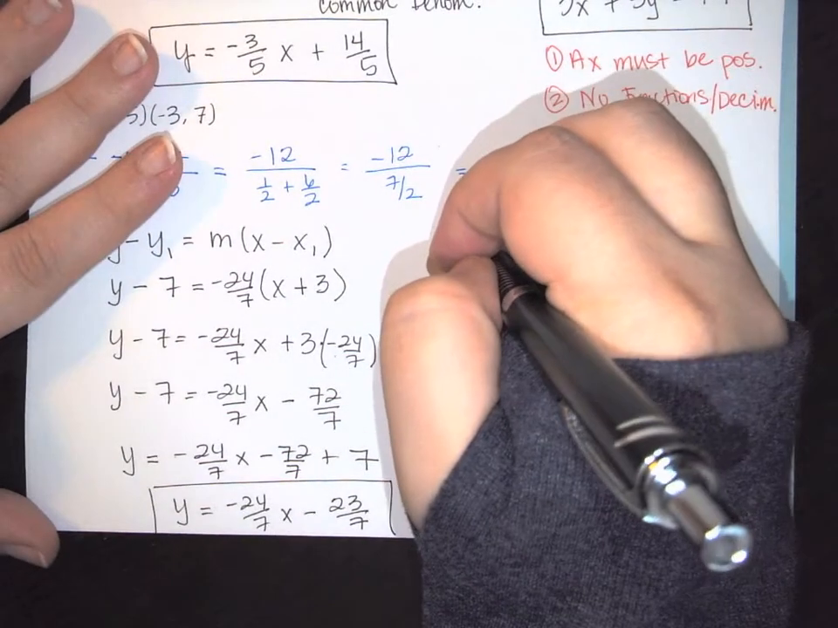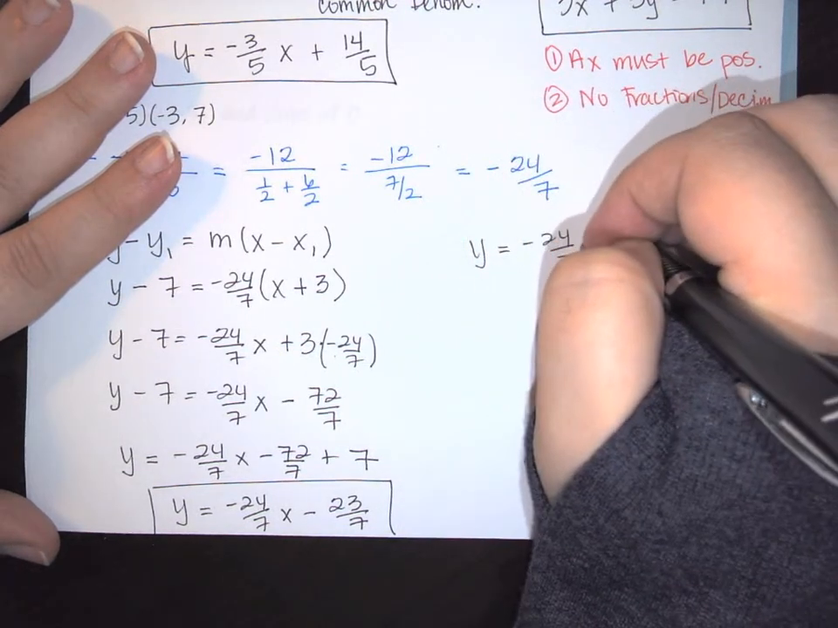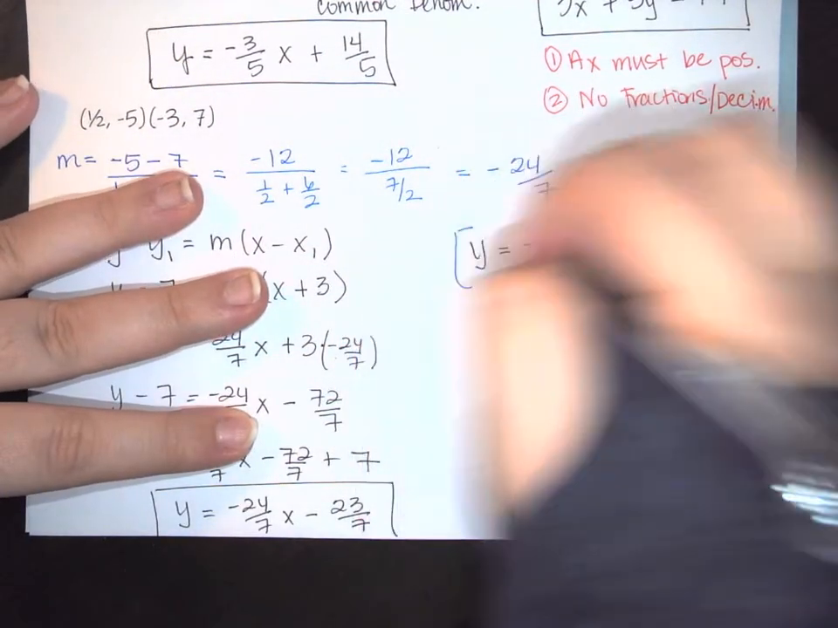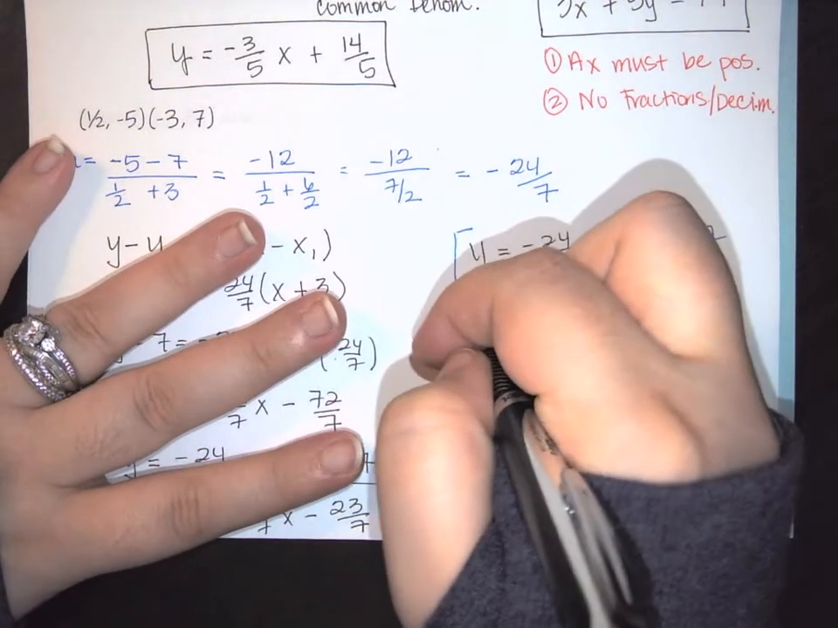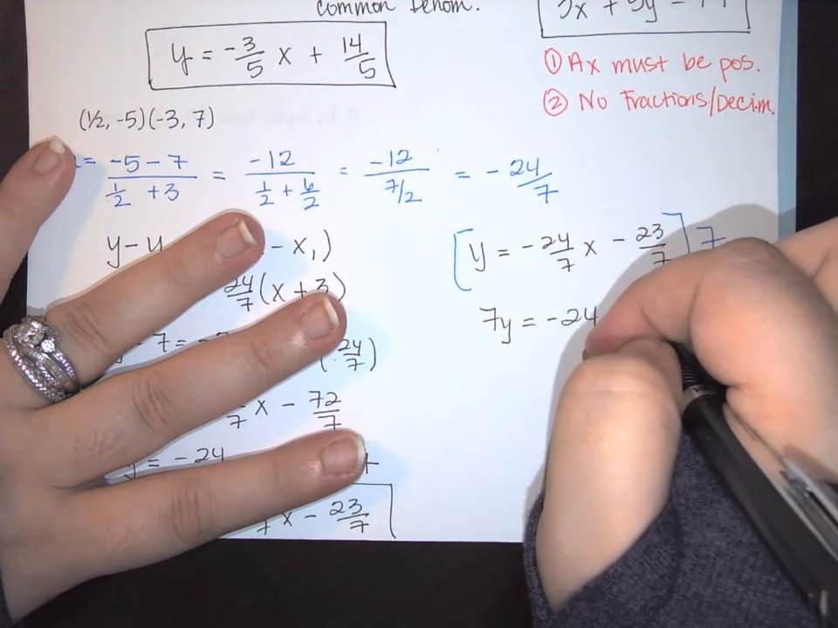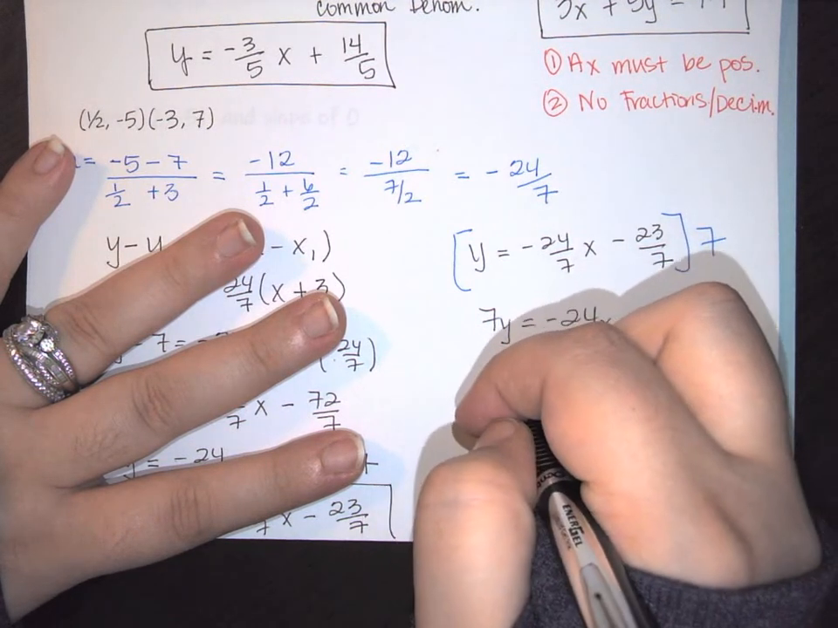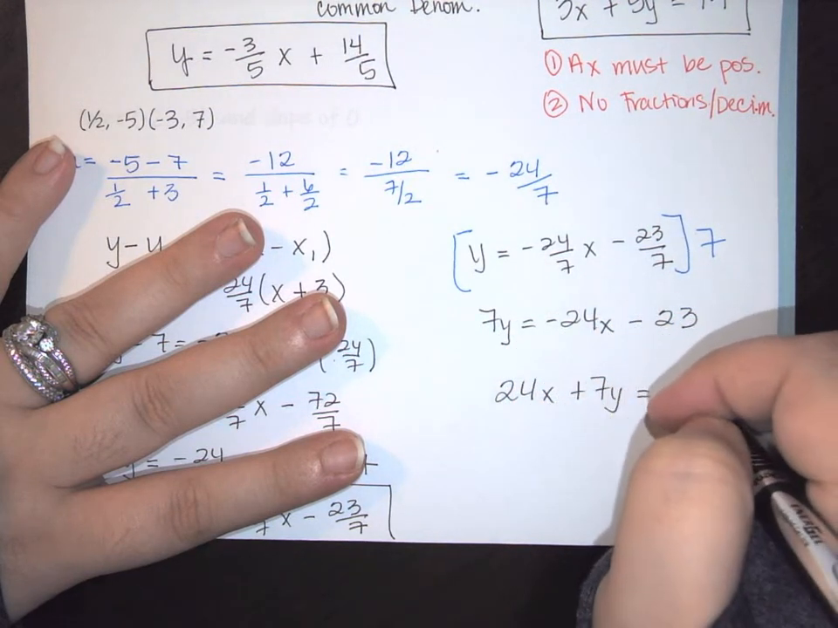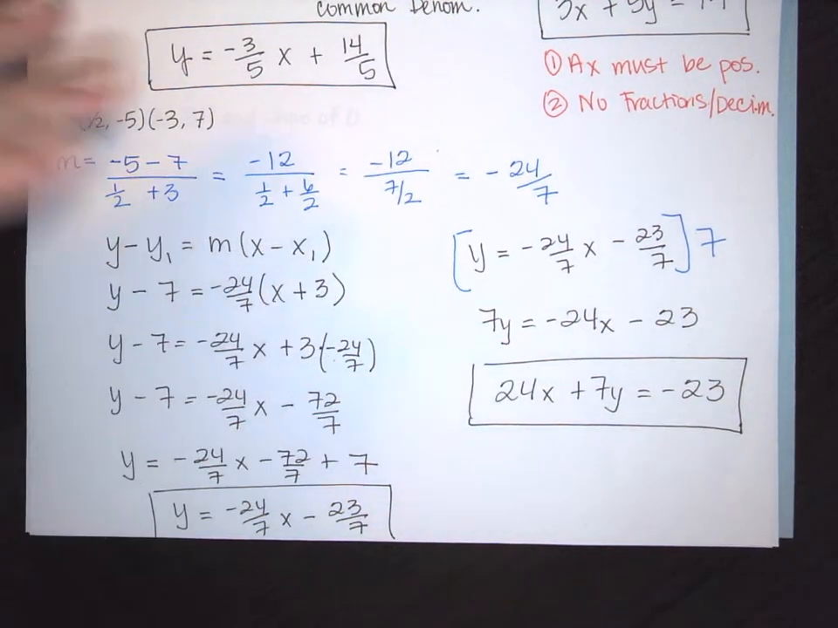Now again, just like before, you're going to start with your slope-intercept. So the 24 over 7x minus 23 over 7. And we are going to multiply this whole thing by that 7 to get rid of that fraction. So this becomes 7y equals a negative 24x minus 23. We're going to go ahead and move the x over, so we get 24x plus 7y is equal to negative 23. And here's our standard form.